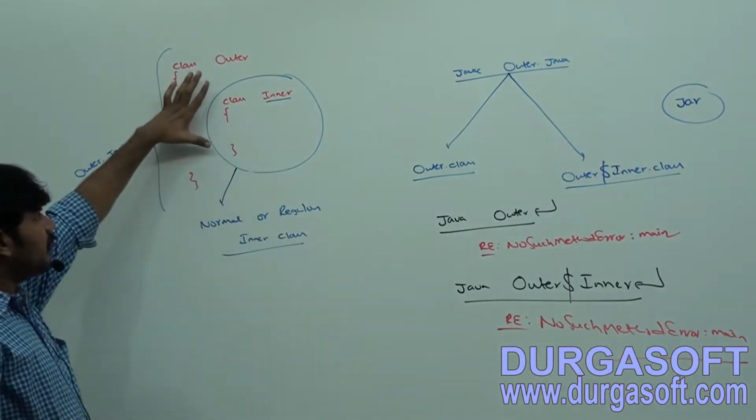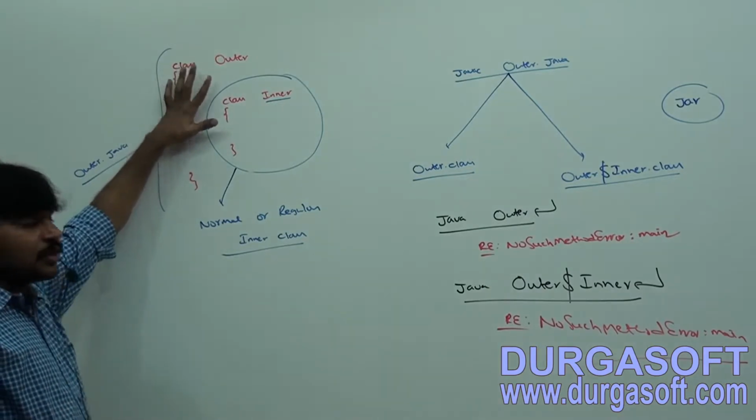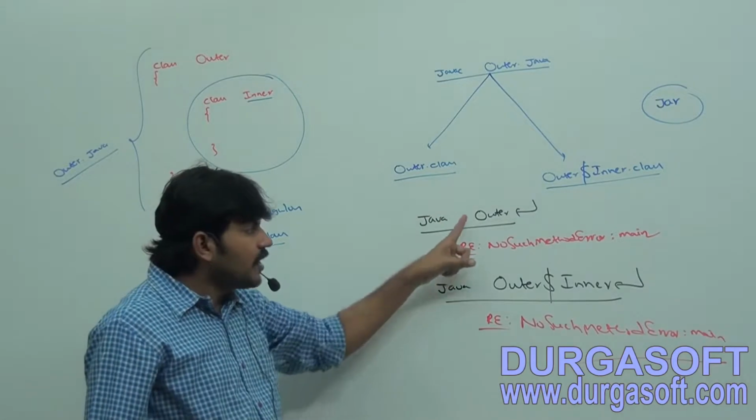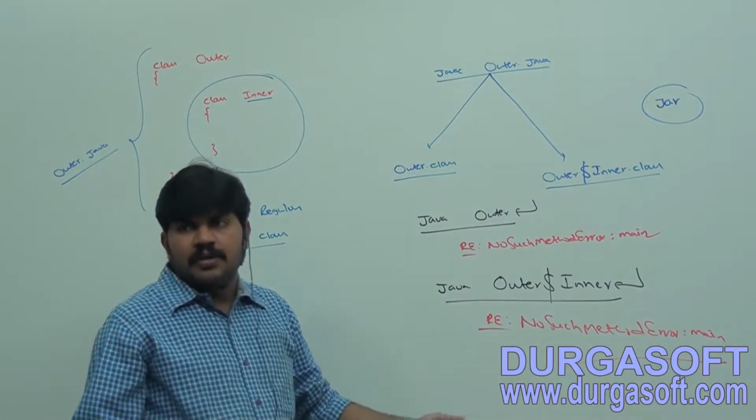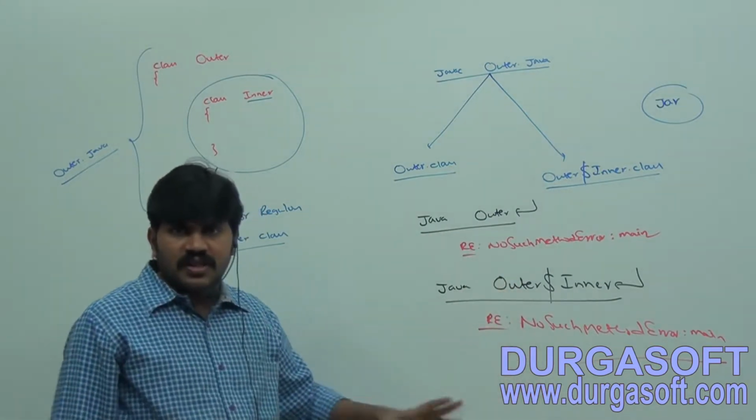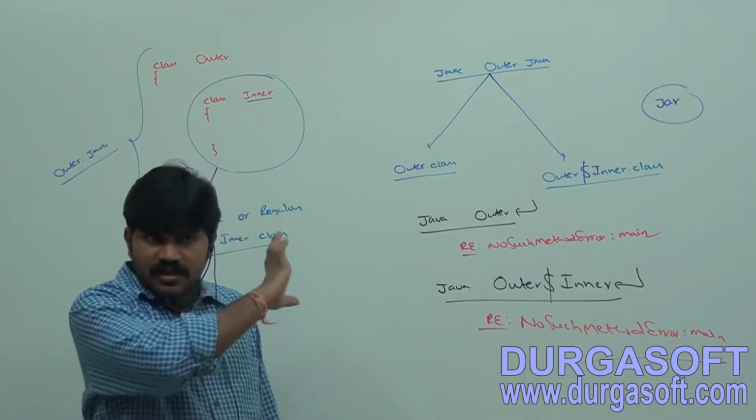Sir, what is a normal or regular inner class? If I compile, how many dot class files will be generated? If I run these classes, what will happen? Because I am not writing any main method, that's why NoSuchMethodError. In both cases we will get it. Clear for all of you?